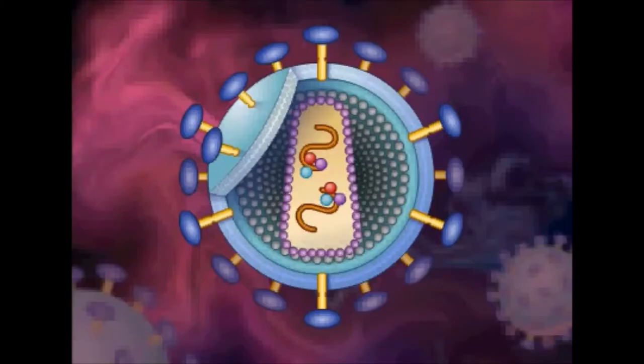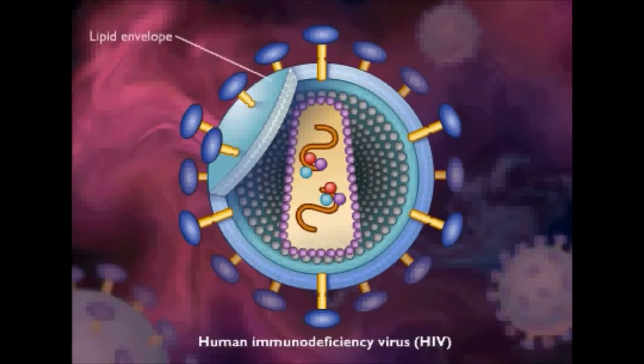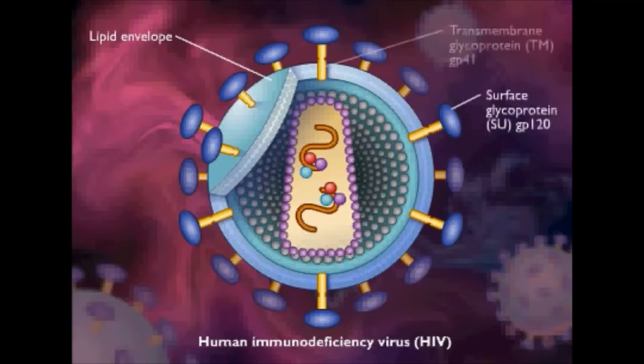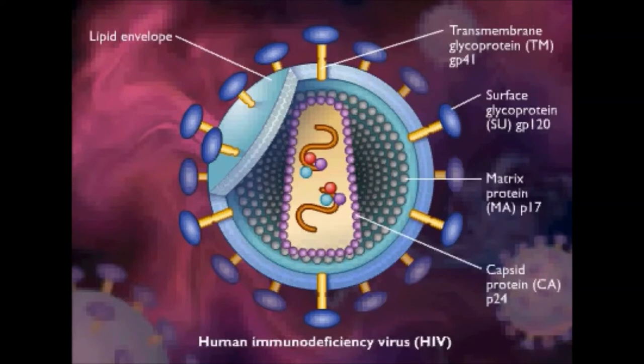AIDS is caused by the human immunodeficiency virus, HIV. This is an enveloped virus. The envelope is derived from the host cell membrane with viral glycoproteins such as GP120 and GP41 inserted into the membrane as the virus leaves the cell. The core is composed of P24 capsid protein and the P17 matrix protein helps maintain viral structure.